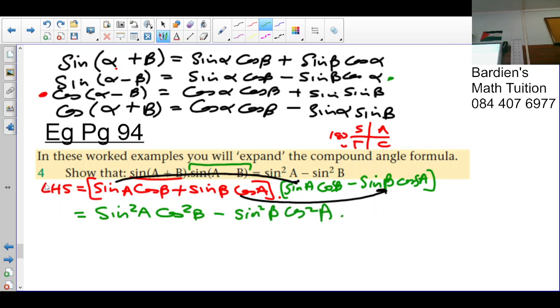But if you look at what we have on the left hand side or the right hand side of the equal sign.